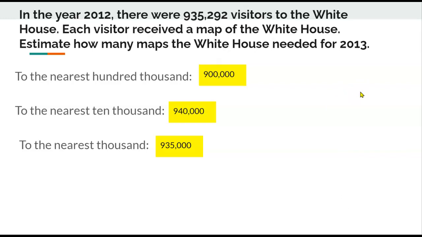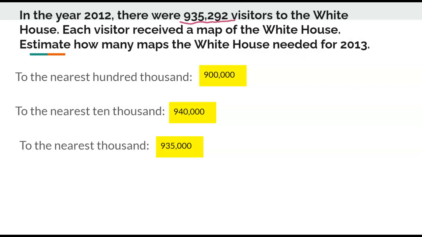In the year 2012, there were 935,292 visitors to the White House. Each visitor received a map of the White House. Estimate how many maps the White House needed for 2013. So we're going to take a look at the numbers that we just rounded to. We know that there were 935,292 visitors, and each one of them received a map.